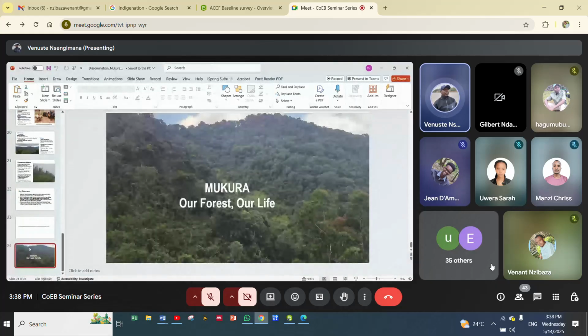So based on the importance of the forest, we came up with our common language when we were doing this research: Mukura is our forest, but it is also our life.